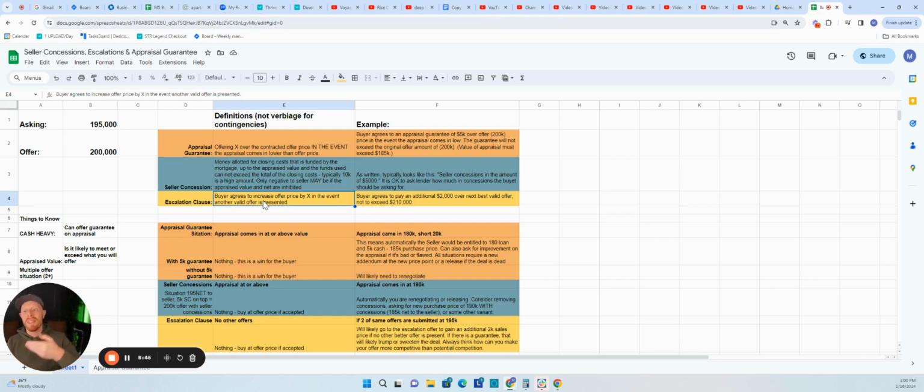A buyer agrees to increase the offer price by X in the event another valid offer is presented. Technically, each offer is an individual's property, so you're not supposed to share the proof of the other offer without blacking it out. But more times than not, they are willing to share something to validate that there was a real, viable offer. But how can you ever really know? How do you know the other agent didn't make it up? It's hard to say. I'm not saying it's all like that, but my point is there's the reality, and then there's what is presented and how you perceive it.